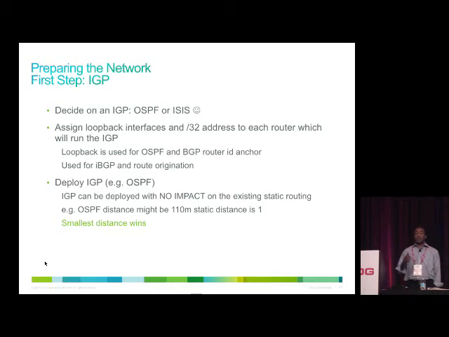It's important to have a loopback interface on all your routers, and the loopback interface will be used for BGP peering, as well as BGP router ID, as well as OSPF router ID if you are running OSPF.